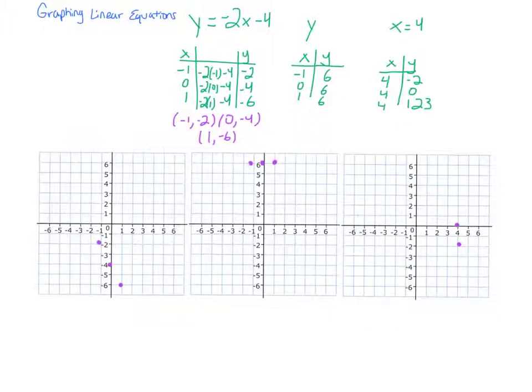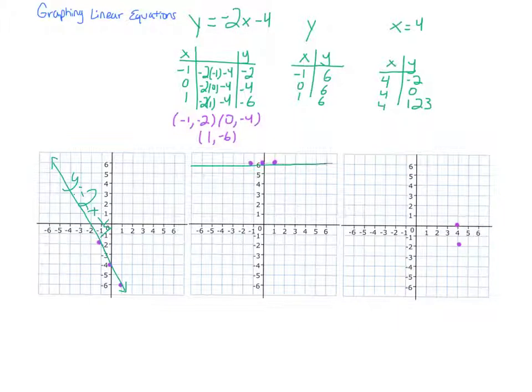However, I'm not graphing points, I'm graphing a line, which is an infinite set of points that follow our rule. So I have to make sure that I draw the line and connect the points, and of course, you should use a ruler and label your line. So this line is all of the points that follow the rule negative 2x minus 4 equals y.